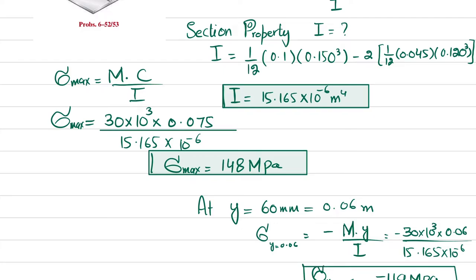If you are taking y downward, then y will be equal to minus 0.06, and upward y is equal to 0.06 meter. So if you take downward, you can just put this value over here, so it will be plus, which shows that downward is in tension.